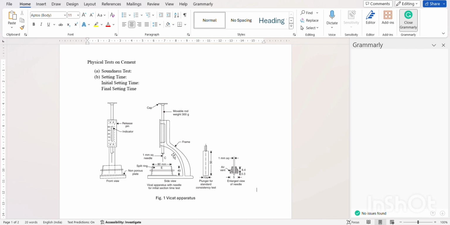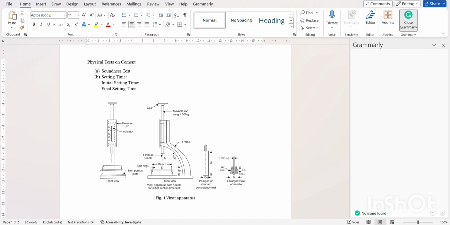B. Setting time. Initial setting time and final setting time are the two important physical properties of cement. Initial setting time is the time taken by the cement from adding of water to the starting of losing its plasticity. Final setting time is the time lapsed from adding of the water to complete loss of plasticity. VICAT apparatus is used for finding the setting times.